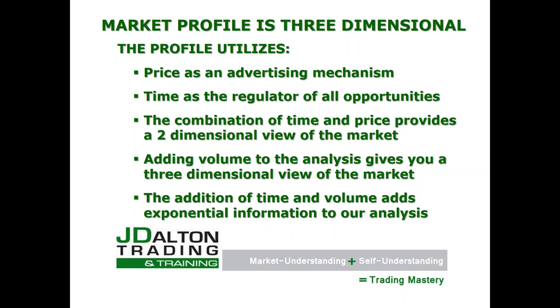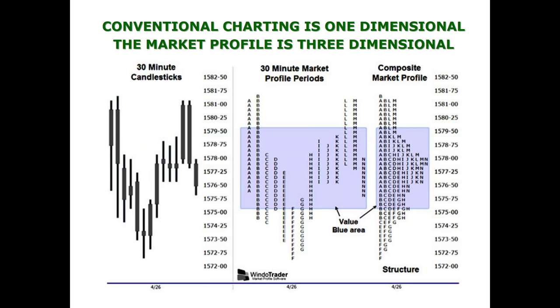The addition of time and volume adds exponential information to our analysis. That will make it harder for others. It will make it clearer for people that have an understanding of how to read and interpret that information. Conventional charting is one-dimensional, and the profile is three-dimensional. So we were talking earlier, we're going to assume that the lowest volume is on the high and the low, with the heaviest volume being in the center. Price times time equals volume. That gives us our third dimension.